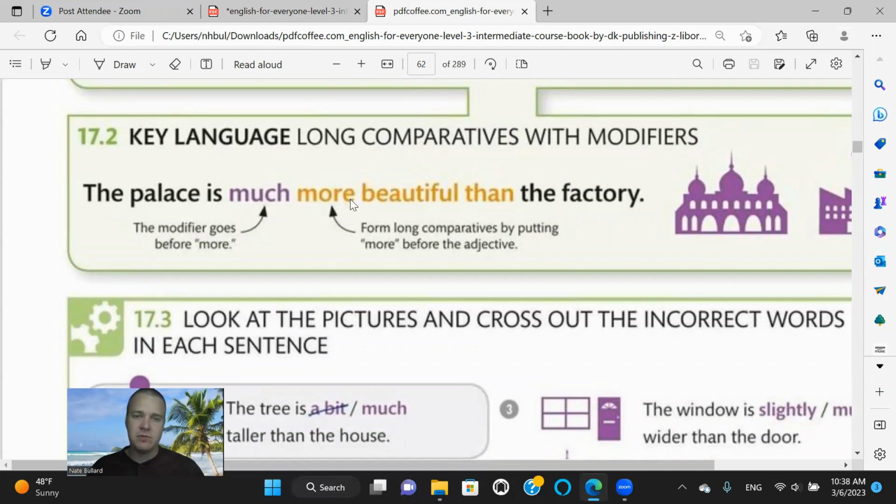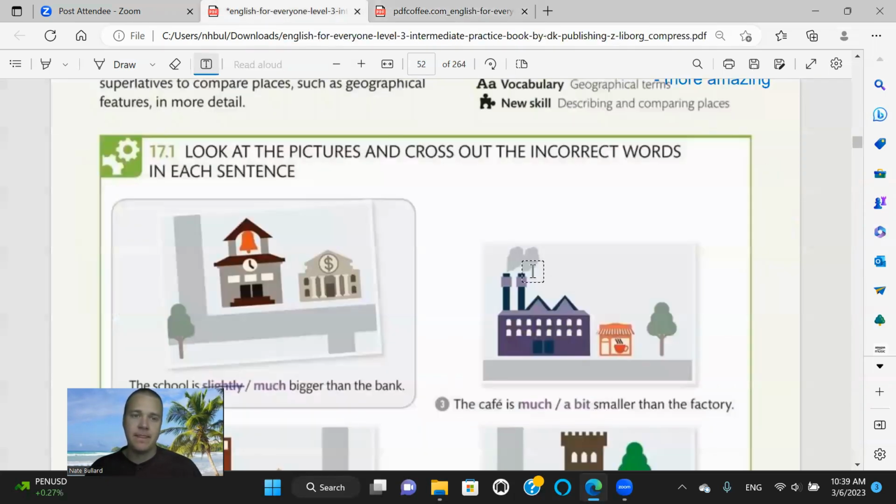The palace is much more beautiful than the factory. El palacio es mucho más bonito que the factory. No me acuerdo cómo se dice factory. La fábrica, creo. El palacio es mucho más bonito que la fábrica. The modifier goes before more. Como en español, mucho, more beautiful than, más bonito que la fábrica. All right, let's get started.